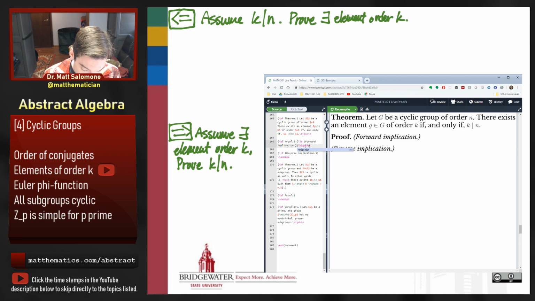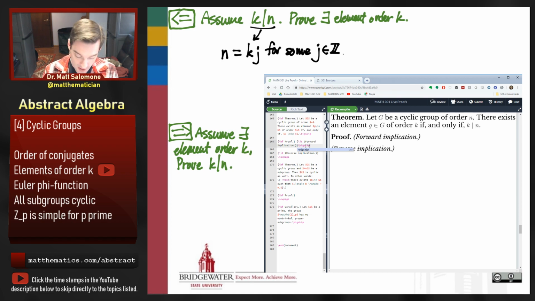So if k divides n, on my napkin, what does that mean? That means that n is a multiple of k. So n equals kj for some integer j, right?